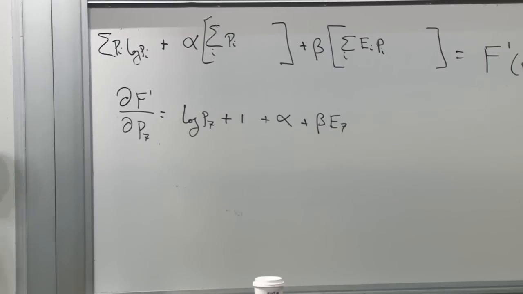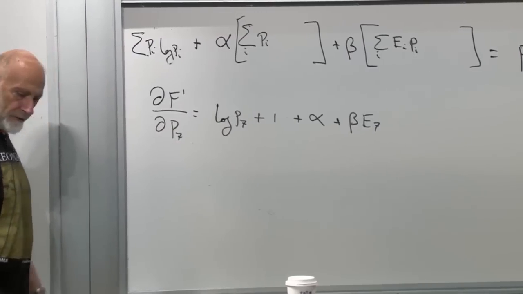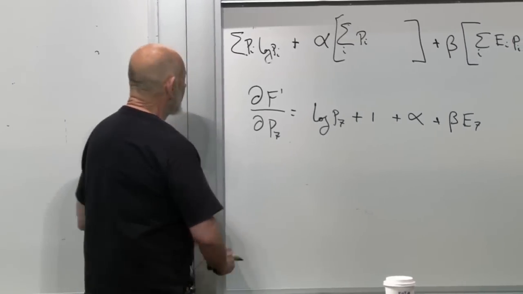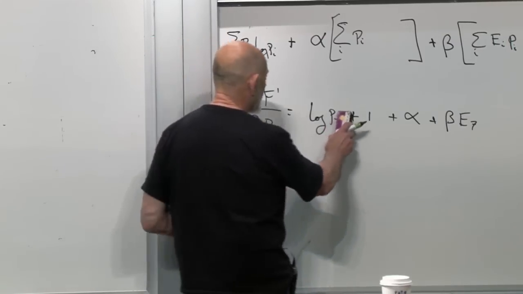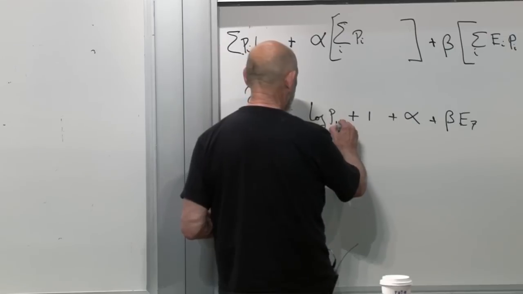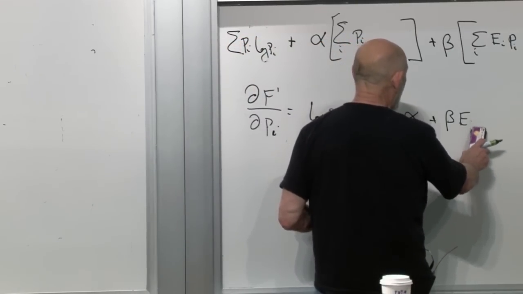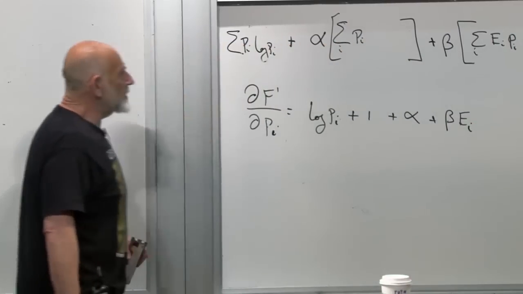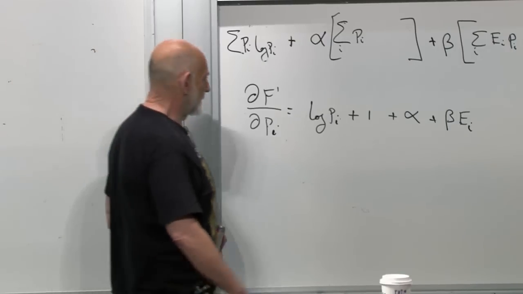That's pretty simple. We have the same thing for p8 and p4 and p9 and p152. So let's just write pi here, log pi, 1 plus alpha times ei. Now, what is this thing supposed to be equal to? 0.